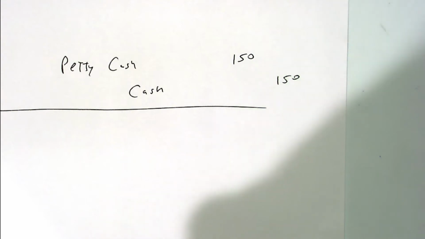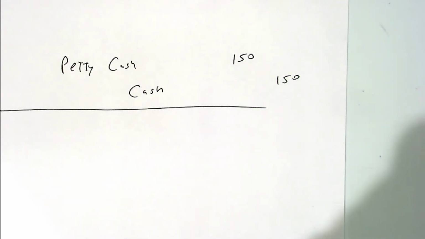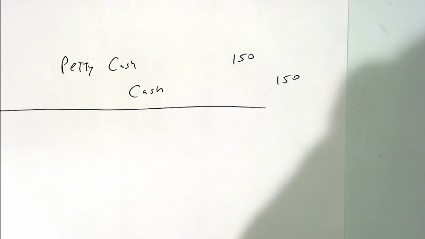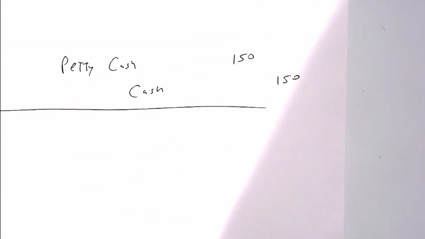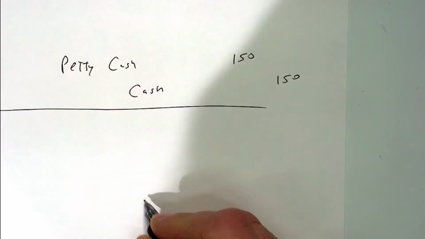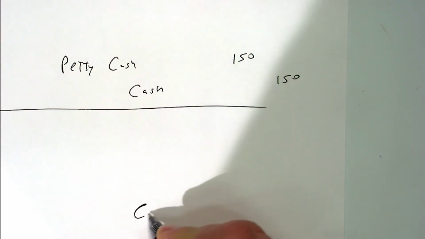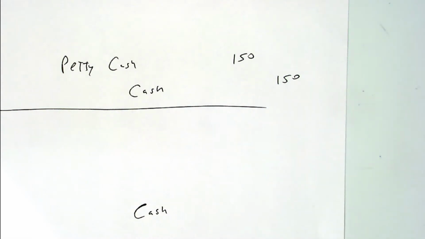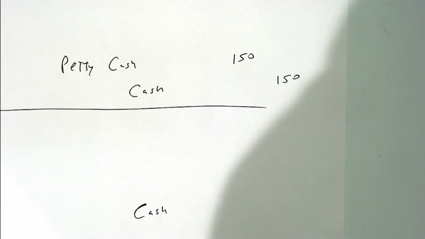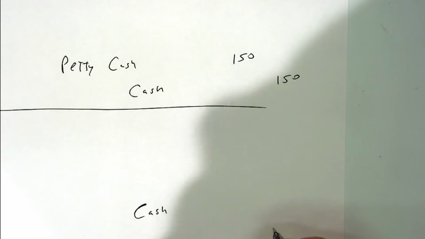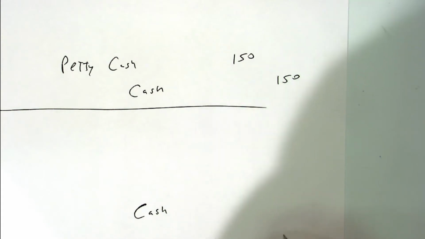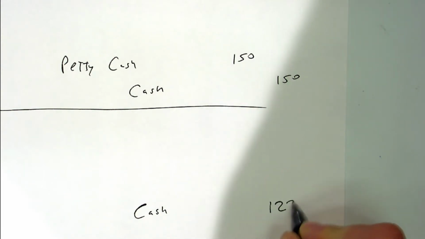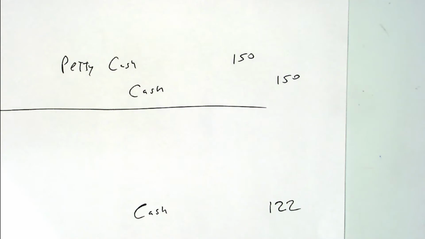Now, when we open the box, how much cash is in there? $28. How much? $28. Okay, good. So the first thing I always do in this replenishment entry is how much more cash do I need to put in there to bring it up to the original level? 132. I think you're close. 122, right? That's all right. 122. Okay.